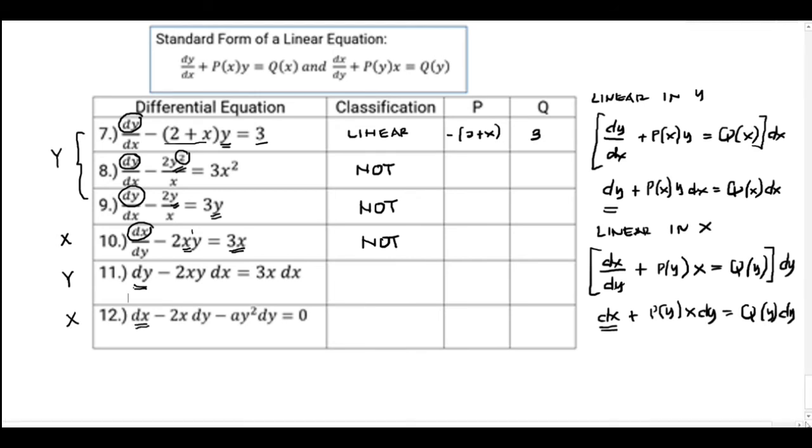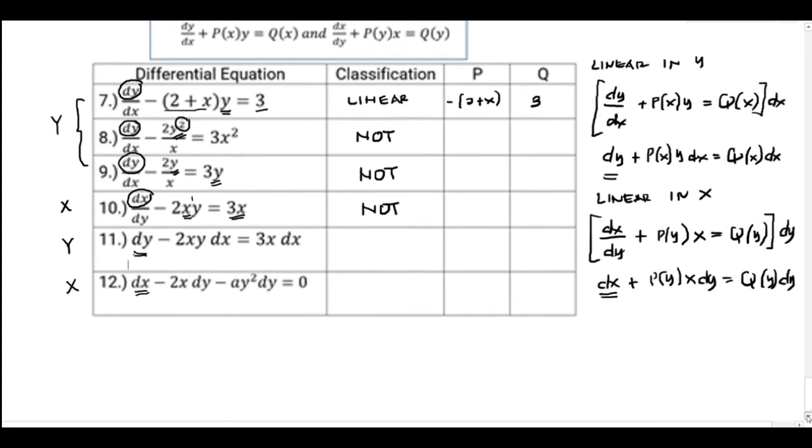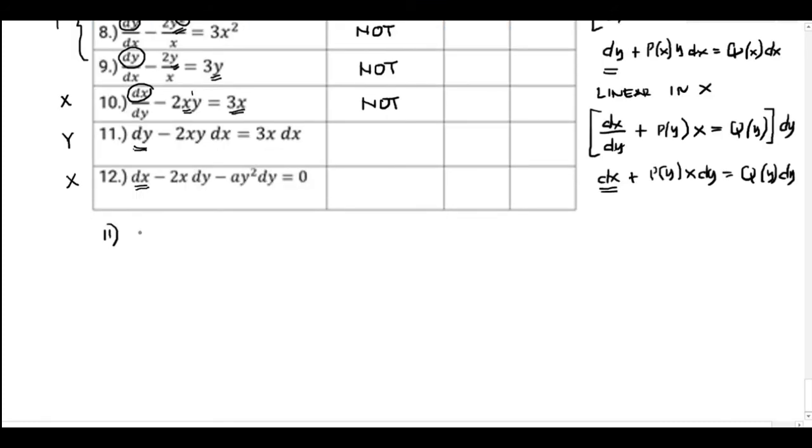Then we are going to find out if this is really a linear equation. For number 11, dy minus 2xy dx is equal to 3x dx. I'm going to multiply this equation by 1 over dx. We have here dy over dx minus 2xy. Take note, dx is cancelled, is equal to 3x here. Dx is also cancelled.